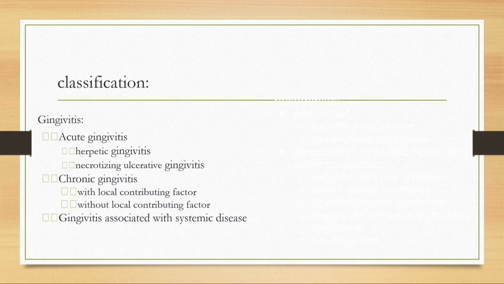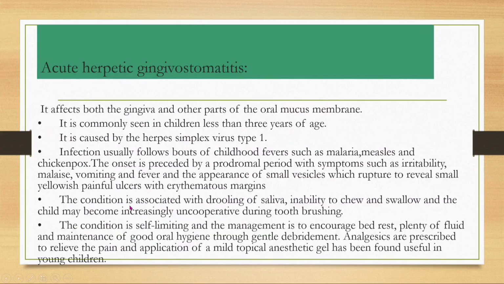We can classify gingivitis as acute, chronic, and gingivitis associated with systemic diseases. In acute we have herpetic gingivitis and necrotizing ulcerative gingivitis. In chronic we have gingivitis with local contributing factors and without local contributing factors.